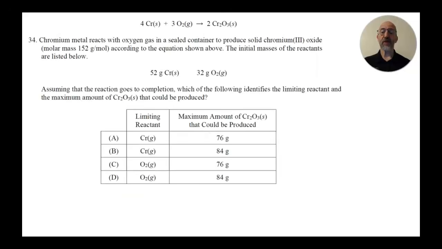Moving on to question 34, this is a stoichiometry question involving a limiting reactant. It says, chromium metal reacts with oxygen gas in a sealed container to produce solid chromium-3 oxide, and they give us the molar mass, according to the equation shown above. The initial masses of the reactants are listed below. So I have 52 grams of chromium, and that represents 1 mole of chromium. I have 32 grams of O2, and that also represents 1 mole of O2. Assuming that the reaction goes to completion, which of the following identifies the limiting reactant and the maximum amount of this chromium-3 oxide that could be produced?